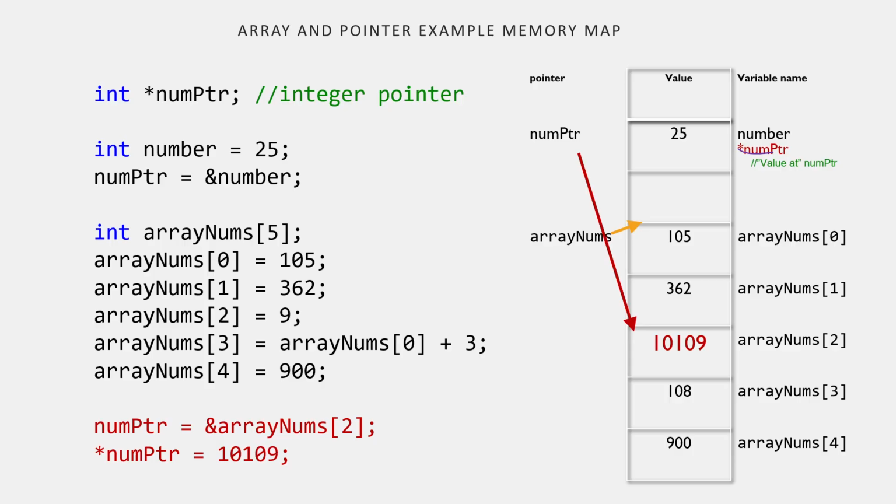This should not be here anymore. And now if I take the value at num pointer and I assign it something, it's going to go to where num pointer points, dereference that pointer. Right here is the value at num pointer, and it's going to change its value. So therefore now array nums at index 2 now has a new value.